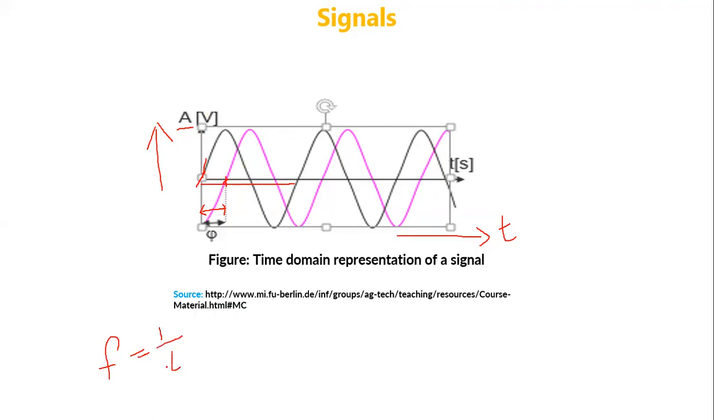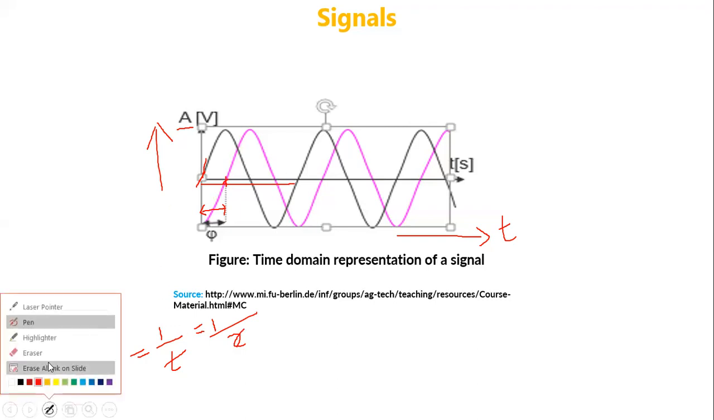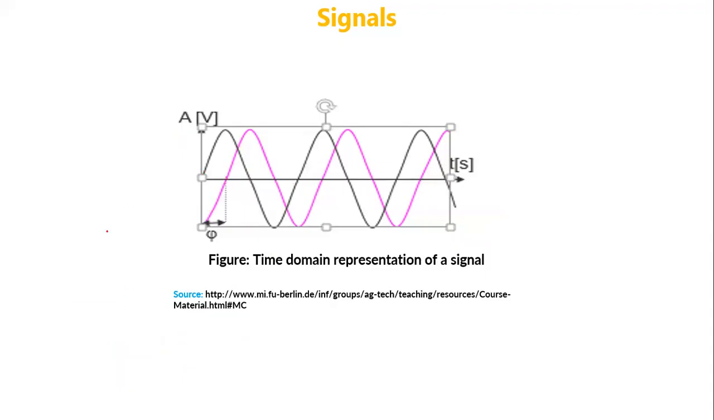So for one cycle, how much time does it take? If one cycle takes x amount of time, then the frequency of this signal is 1 by x. This signal shows that the frequency is similar for all cycles, but in reality it need not be like that. The frequency of the signal may vary with time.